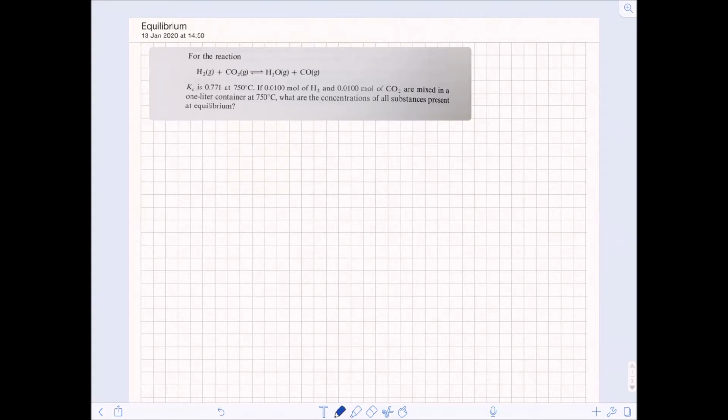In this video we'll look at how we calculate equilibrium concentrations for a reaction where we have the equilibrium constant given, and you can see the actual problem here.